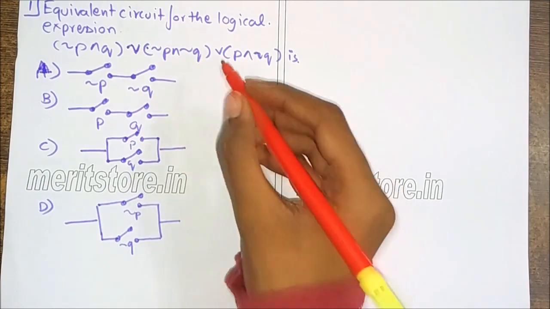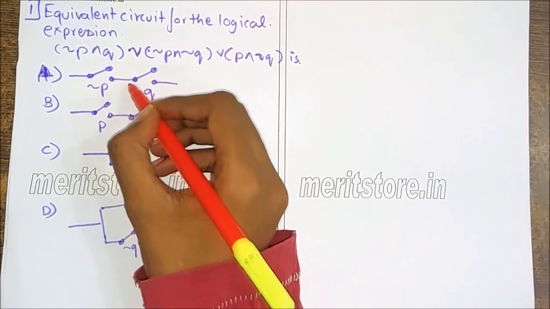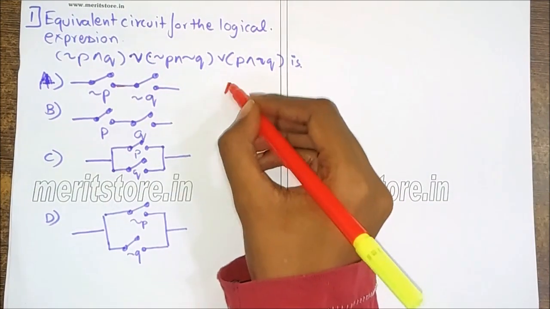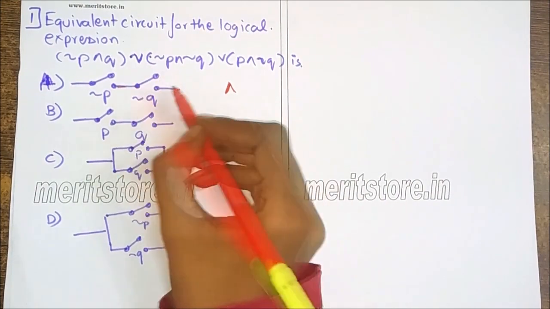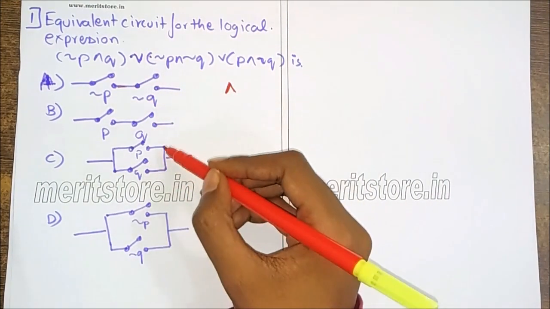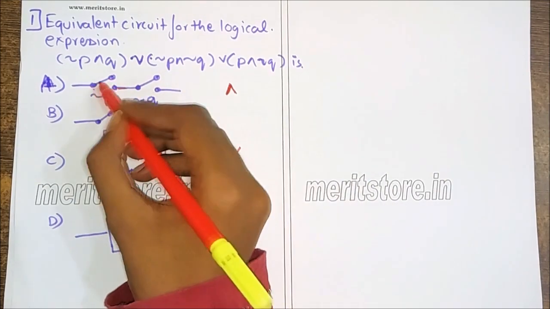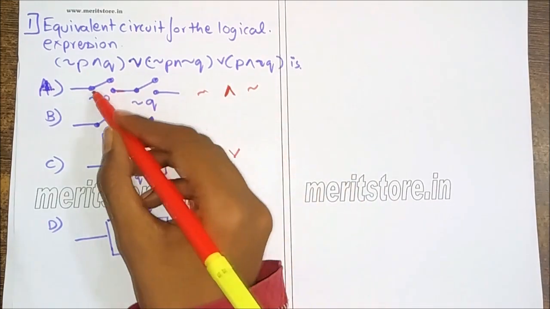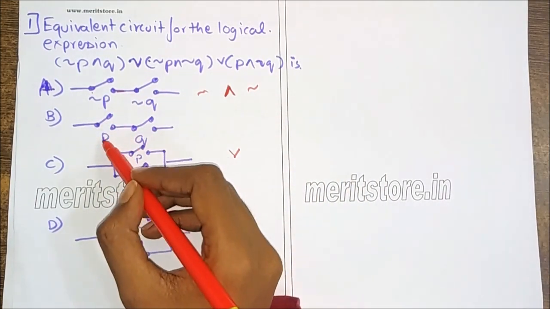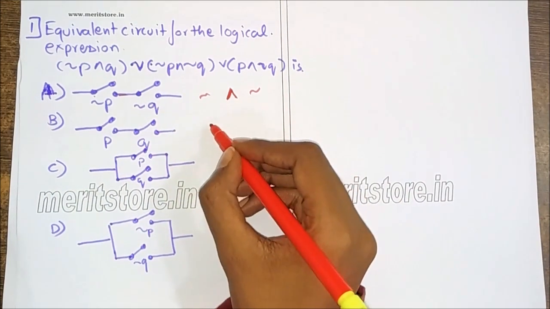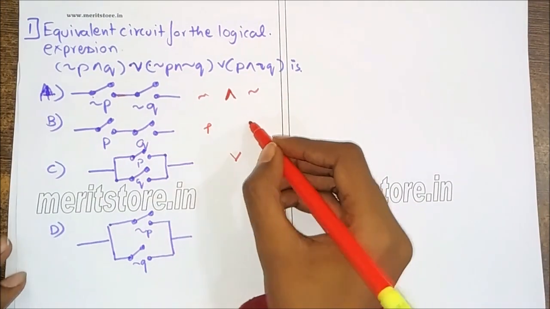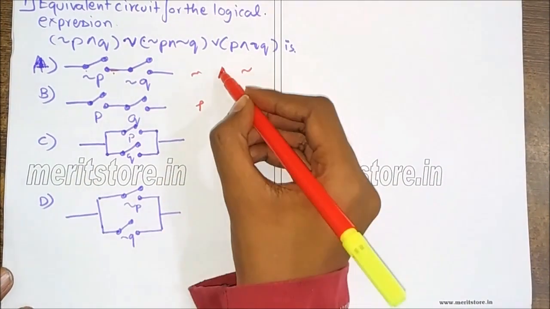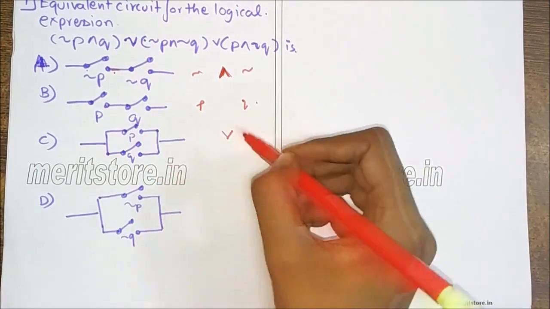This can be interpreted as follows: if the points lie on the same circuit line, that is in series, the expression is AND. If they are in parallel, the expression is OR. If the circuit is open, then it is negation, and the open circuit is normal P or Q. So basically, if the circuit is in series, then the expression is AND, and if it is in parallel, the circuit is OR.